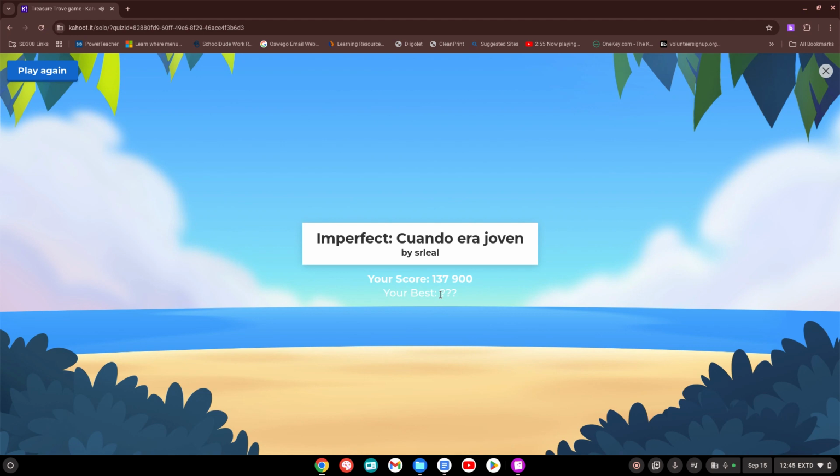But my score being that, obviously, it can get better by either going a little quicker or getting some more points. But again, this is just a quick reward for the students, a little game to practice after they've been working on their preterite versus imperfect, especially in the context of when they were young.